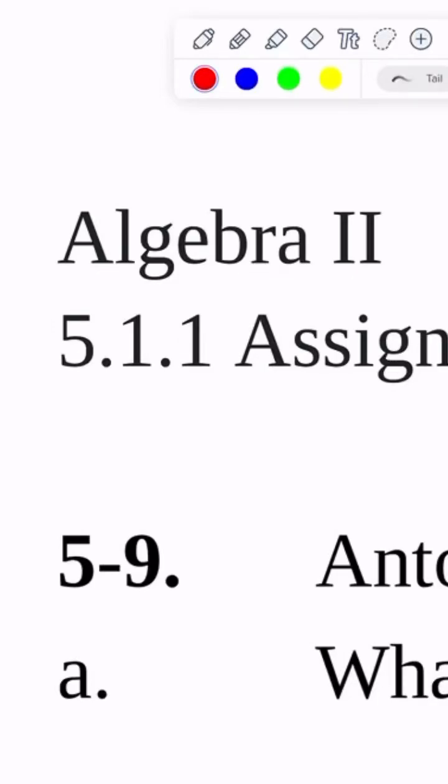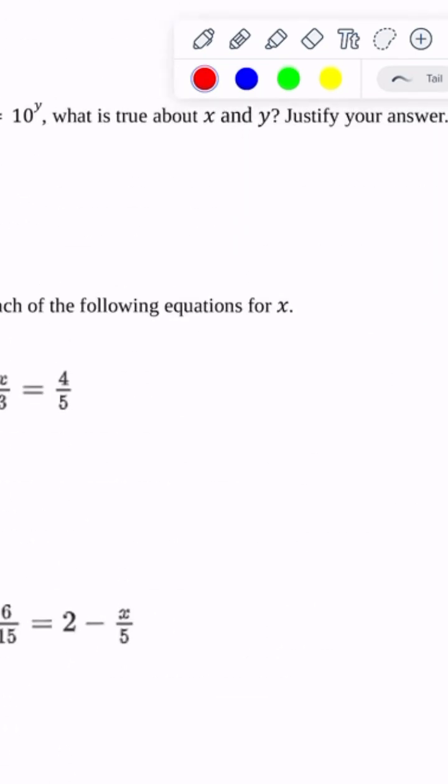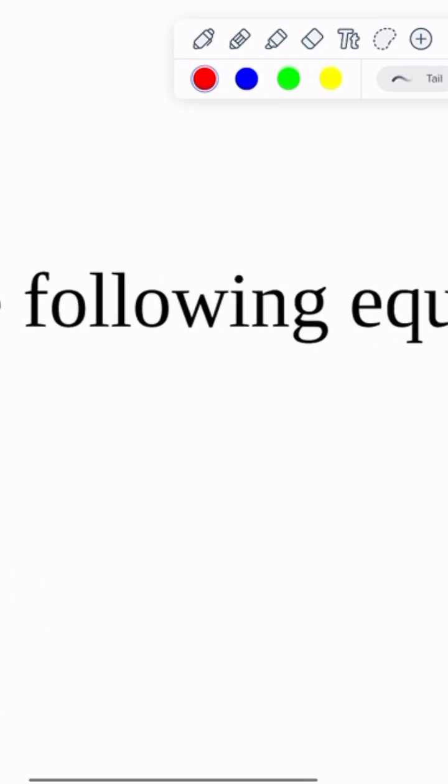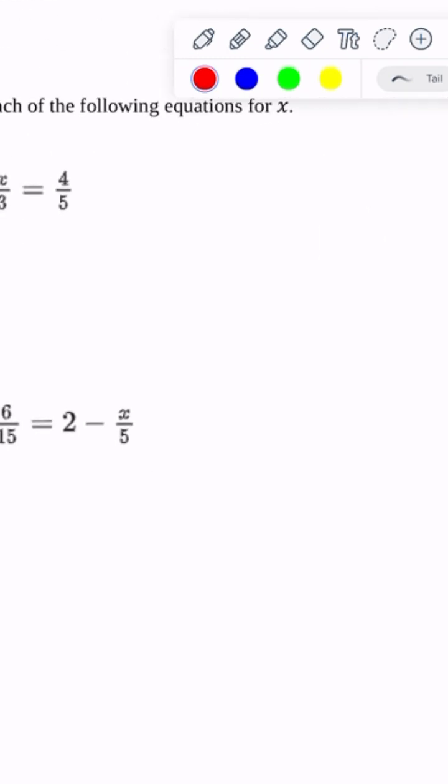Alrighty, mathematicians, we are in Algebra 2. This is section 5-11, and today we are going to be doing problem 5-12. This is just a simple solve each of the following equations for x. We're going to do letter C.